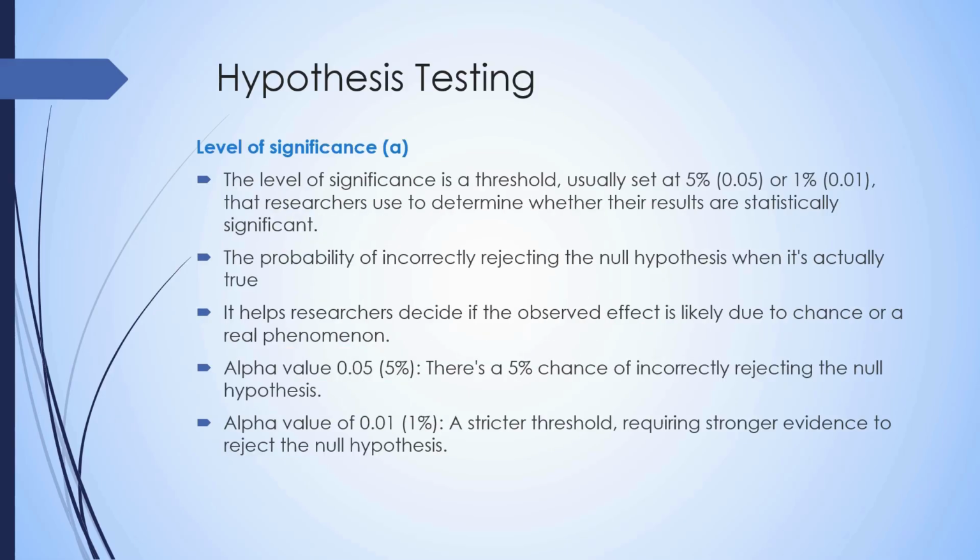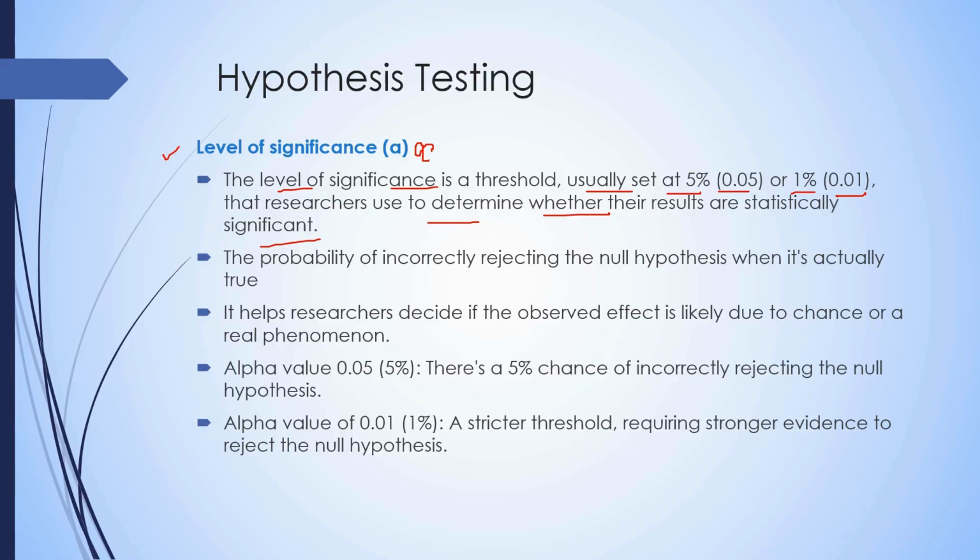Next, level of significance. This is one of the important concepts that are involved in hypothesis testing. Now, what is a level of significance? This is denoted by alpha. The level of significance is a threshold, usually set at 5%, which means 0.05, or 1%, 0.01, that researchers use to determine whether their results are statistically significant or not.